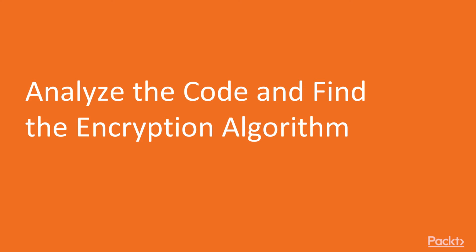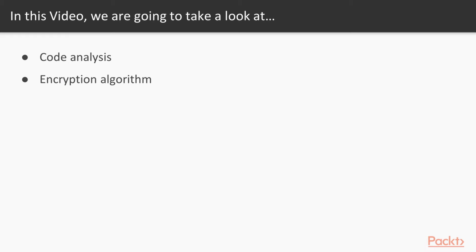Analyze the code and find the encryption algorithm. So here in this video we are going to take a look at a couple of points. First of all, we will learn about the code analysis and then about the encryption algorithm, what kind of encryption algorithm the application is using. That we are going to learn here in this video.